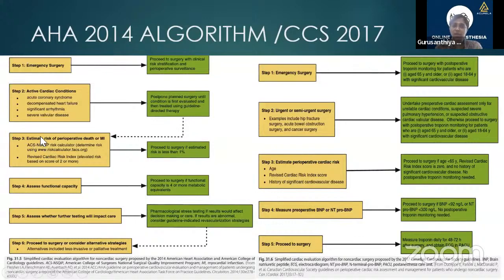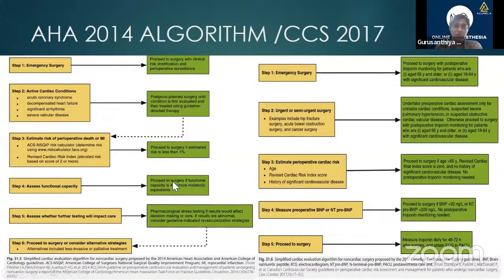In the third example, we have seen the risk of perioperative death or MI with an RCRI. In that, the patient had a score of 3. If the patient had less than 1, I would have proceeded to the surgery immediately. But the patient had a score of 3, so I moved to step 4 to assess the functional capacity. The functional capacity was more than 4, so no need to evaluate further. You can actually subject the patient to non-cardiac surgery with the increased risk. That is all.